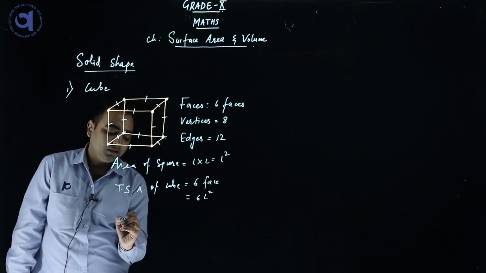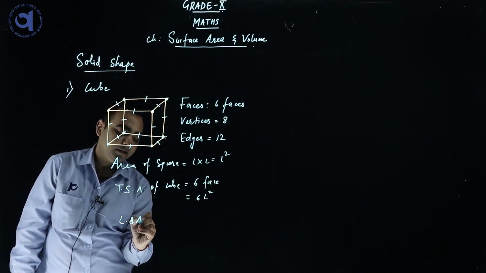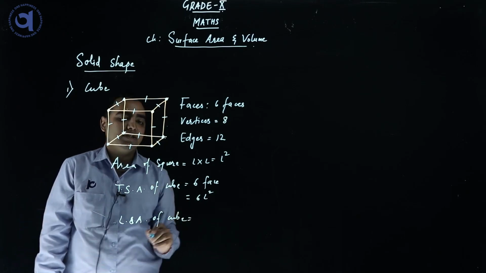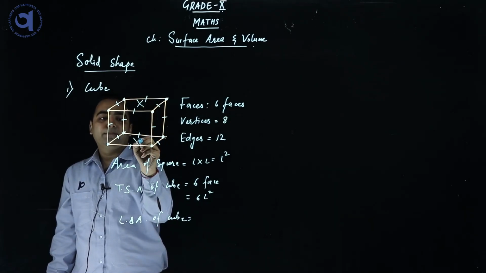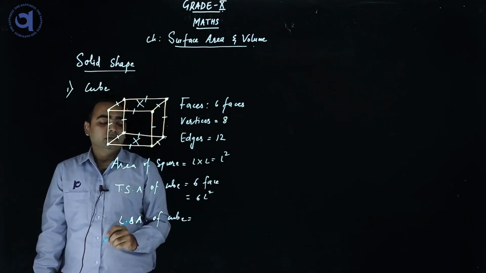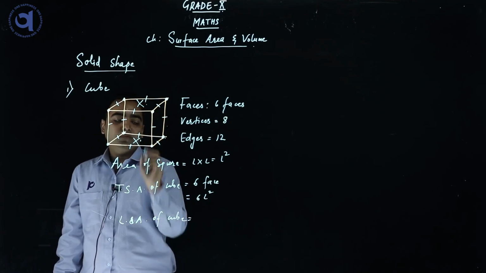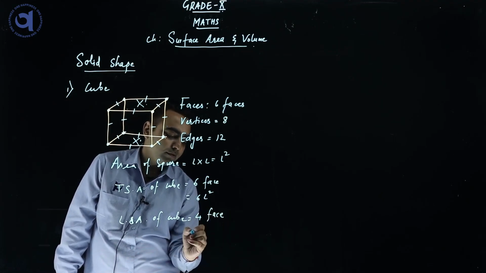Now if we are finding curved surface or lateral surface area of cube, first of all we will see what is lateral surface area. When we are removing the top and bottom part from any object, that is called lateral surface area. So if we are removing the top and bottom part, then how many faces will be left? 4 faces will be left. So it will be 4L square.